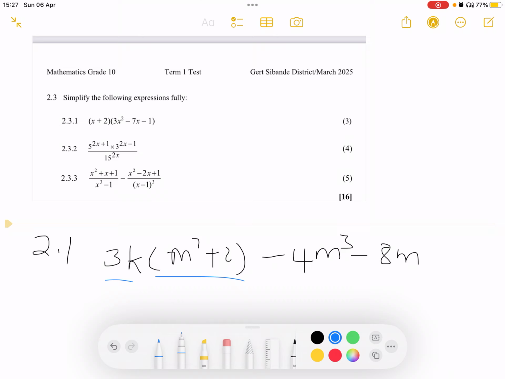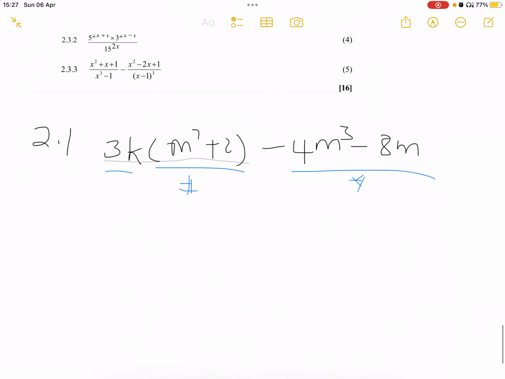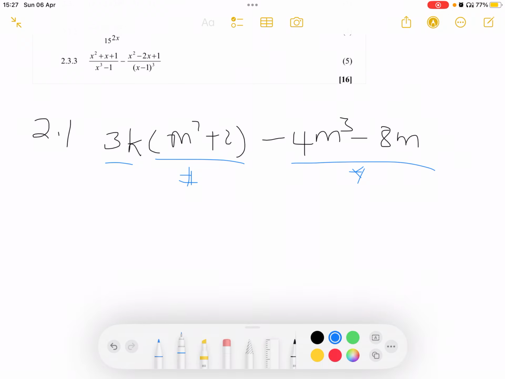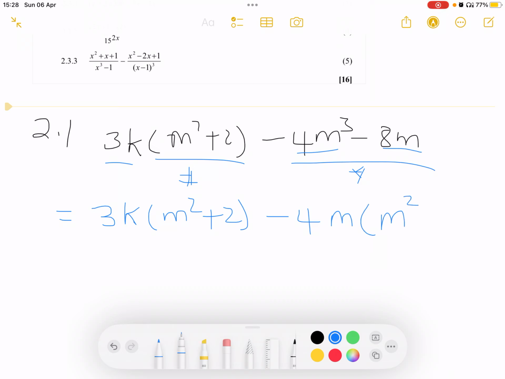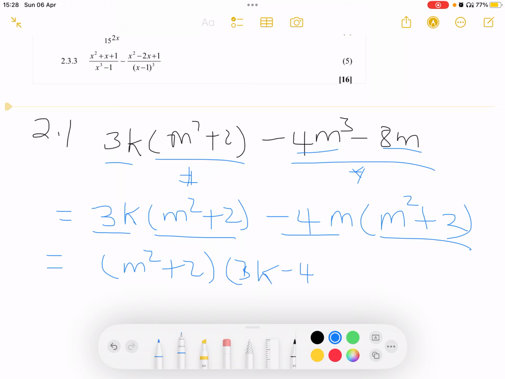This has already been factorized. These are two factors already, which means we have to focus on this one and make it look like this one. Okay. It may sound a bit confusing, but you get the hang of it. So now 3k(m squared plus 2). What is a common factor here and here? I see a negative 4 in both of them and an m. So if I remove that, I'm left with m squared plus 2. Then lastly, we take one of these factors first. It's m squared plus 2. Then we make these two their own factor. So it's 3k minus 4m.